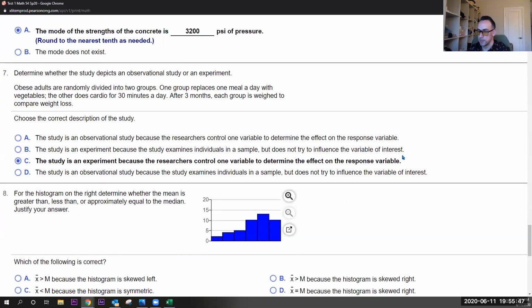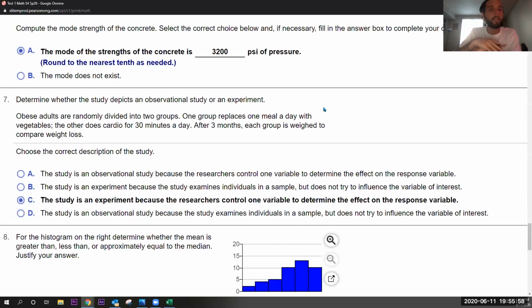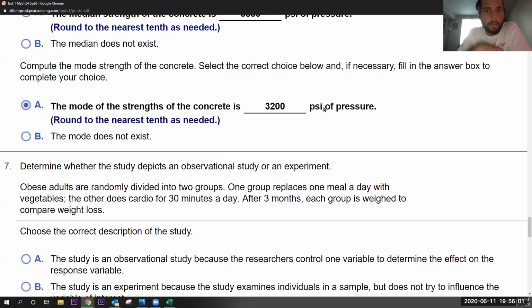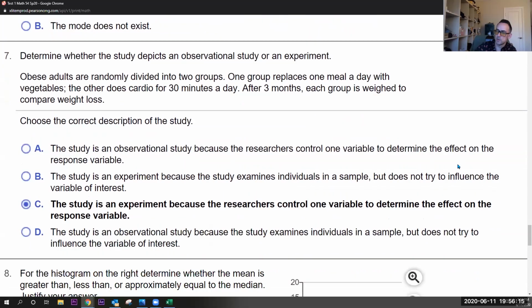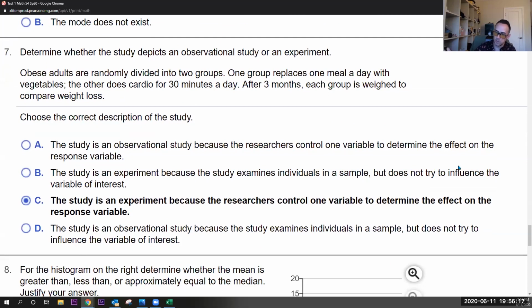Number 7 says what? Determine whether the study is an observational study or experiment. Okay, so it says, you want to read that one? Obese adults are randomly divided into 2 groups. One group replaces 1 meal a day with vegetables. The other does cardio for 30 minutes a day. After 3 months, each group is weighed to compare weight loss. Okay, so one of them is eating vegetables, the other one is working out. So they got 2 groups.